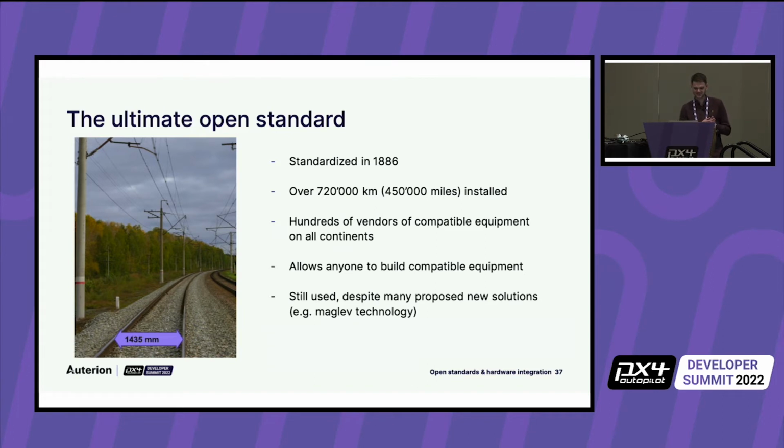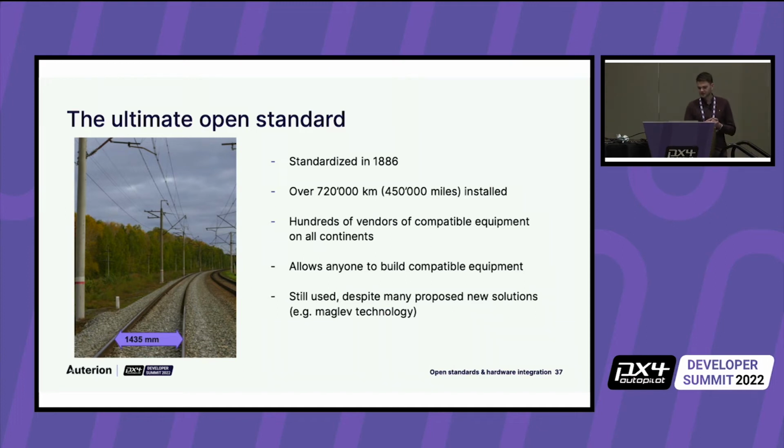And there's over 720,000 kilometers of this standard compliant interface installed all over the world. And this allows hundreds of vendors all over the world to build compatible equipment. So if you're a train manufacturer, you're going to adopt the standard because otherwise you're going to have a hard time selling your products. If you build a new train track, you're probably going to use the standard because otherwise you're going to have a hard time sourcing the equipment to drive on your train track. And so this really benefits both sides there.